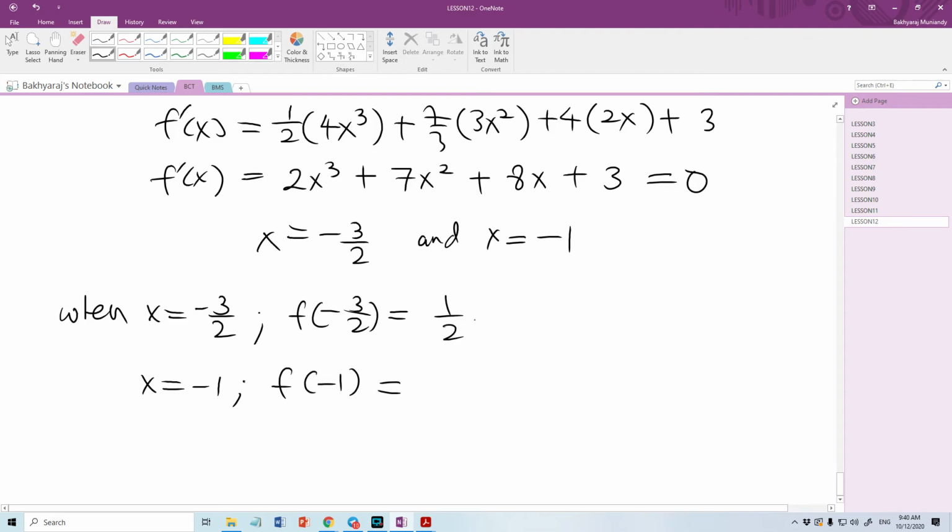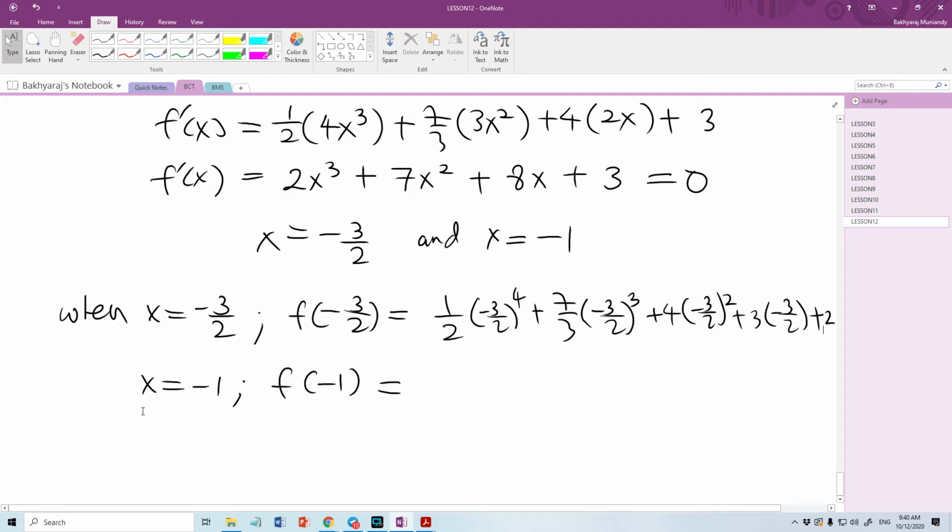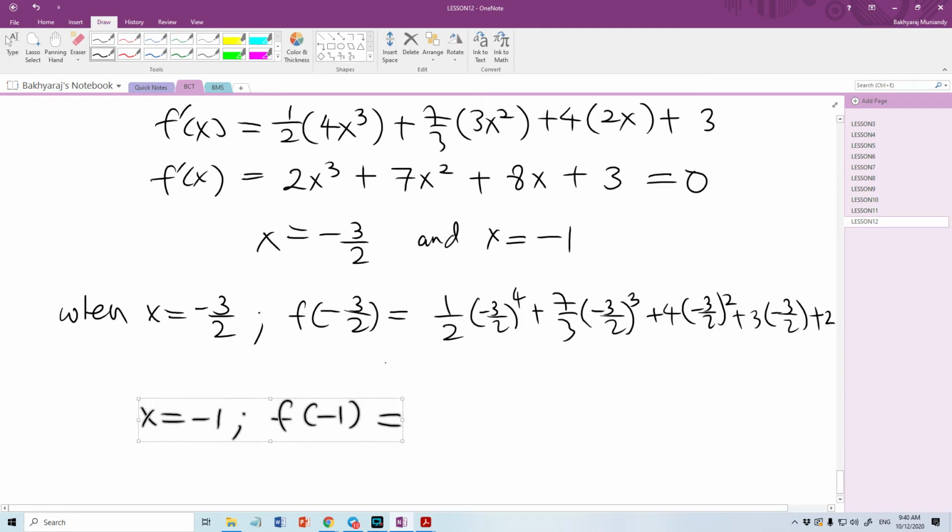1 over 2 times negative 3 over 2 power of 4 plus 7 over 3 times negative 3 over 2 power of 3 plus 4 times negative 3 over 2 square, plus 3 times negative 3 over 2 plus 2. So where you get the last answer, you get 37 over 32.